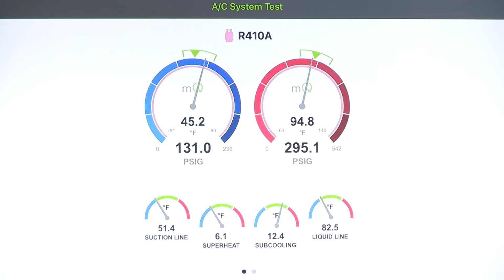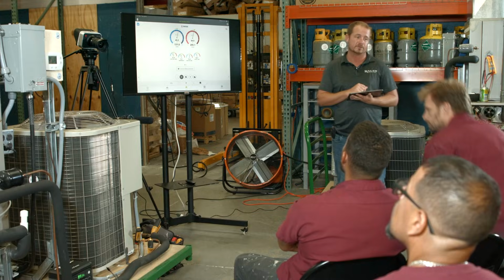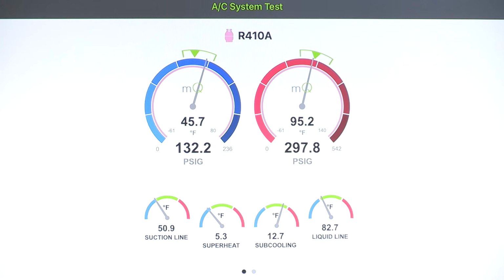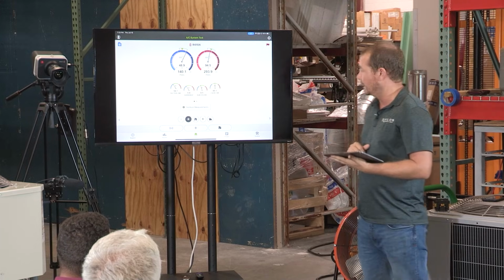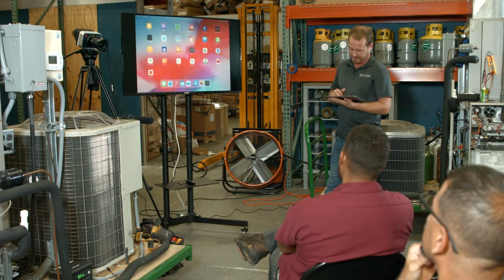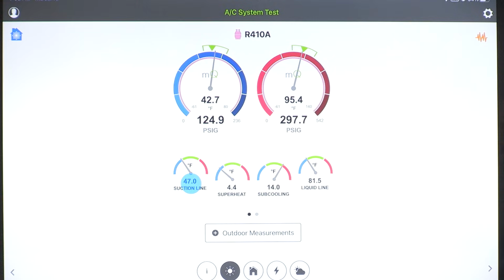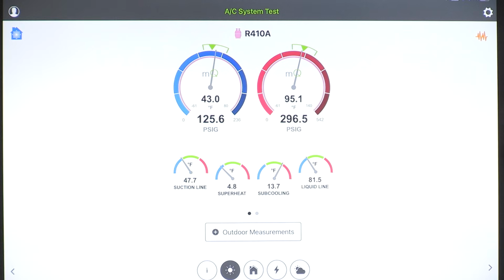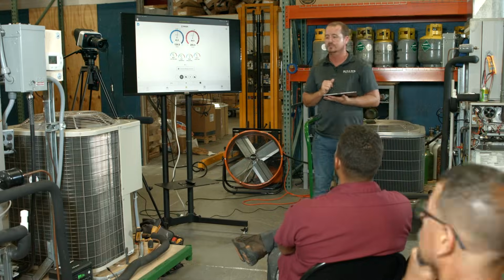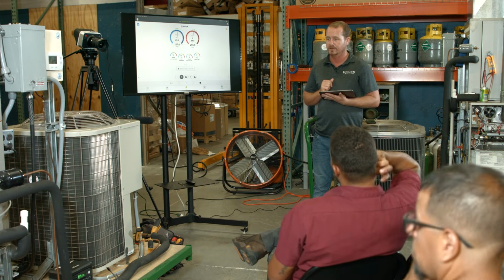Now the motor is compensating for this restriction too, so let's see what happened to our head pressure. So our head pressure, all right, so we were at 293. I think we're pretty much at the same place. Yeah, so the main thing that's changed is our suction line temperature drop. Let's go ahead and make this airflow problem worse. Let's jam the cardboard in the return now.